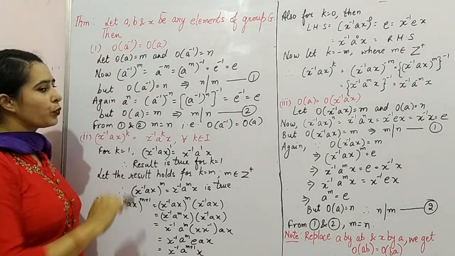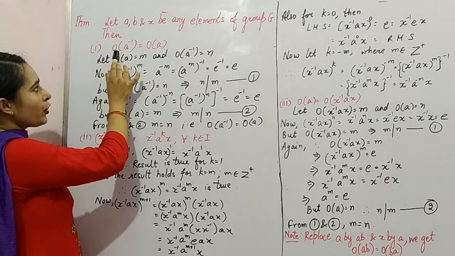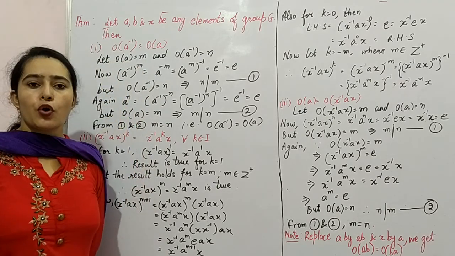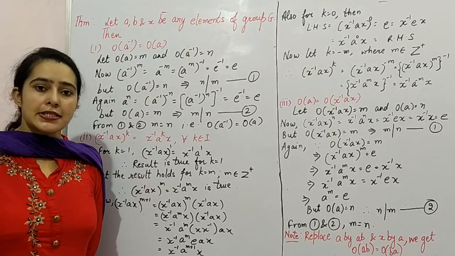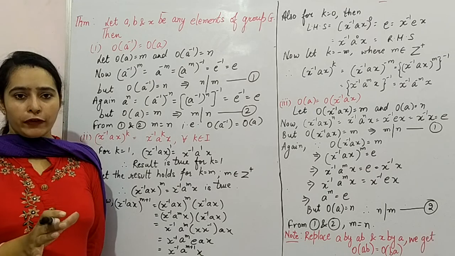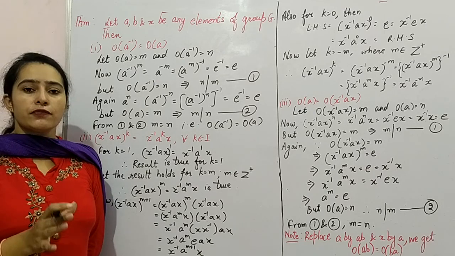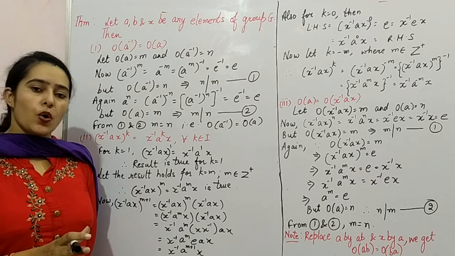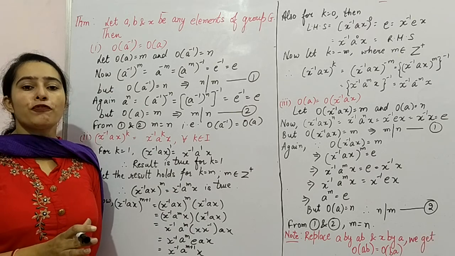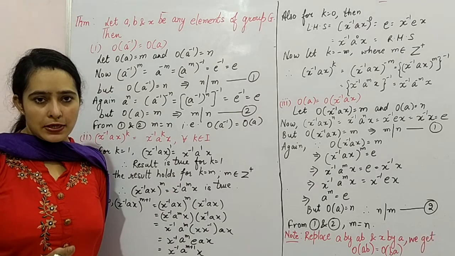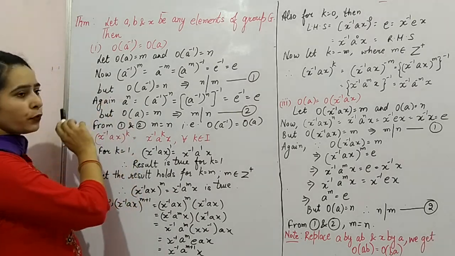Then what we have to prove? The first result is that the order of a inverse is equal to the order of a. That means if we know the order of a, then the order of the inverse of that element is also the same. We need not find the order of the inverse element again. Now here is the proof.